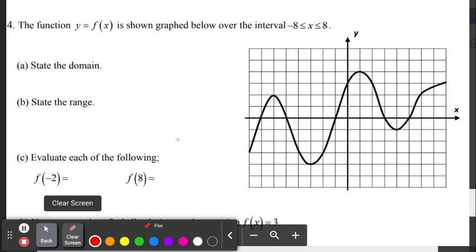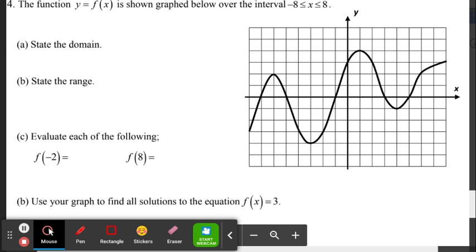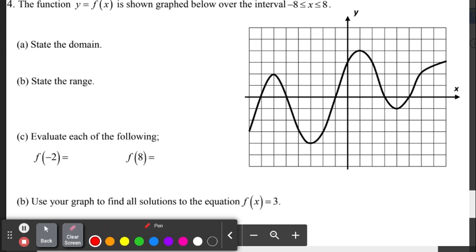In the interest of keeping this a little bit neater, I'm going to keep clearing my screen. If you need to rewatch something, go back in the video. Now this says evaluate each of the following, f of -2. So when x is -2, we're making a point. On our graph, this is the point -2, -3. So when you have f of -2, it's equal to -3.